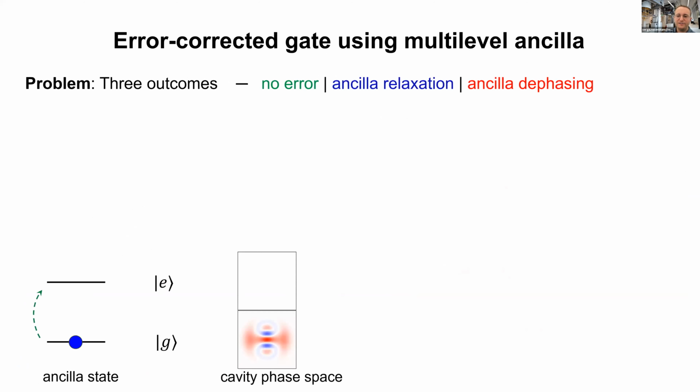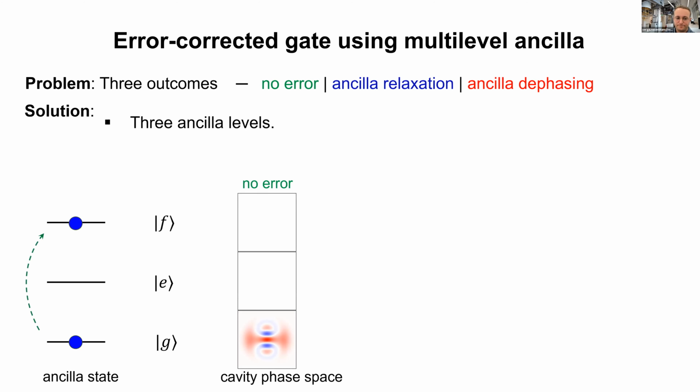Now, to get started, our first task is going to be to distinguish between the 3 possible outcomes. So we have no error, or we have an ancilla relaxation, or an ancilla dephasing event. So it makes sense to use 3 levels instead of 2. And instead of doing the SNAP gate between G and E, we're going to drive the ancilla from G to F directly without ever populating E.